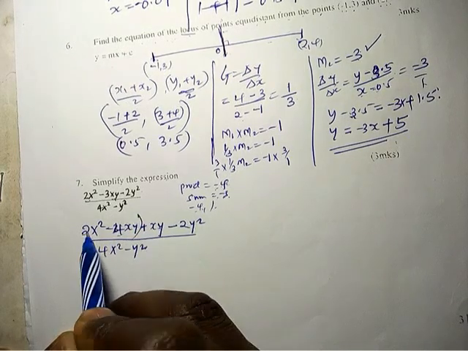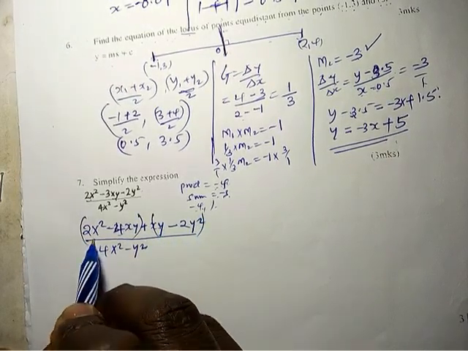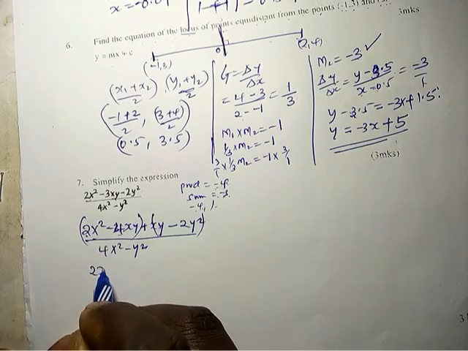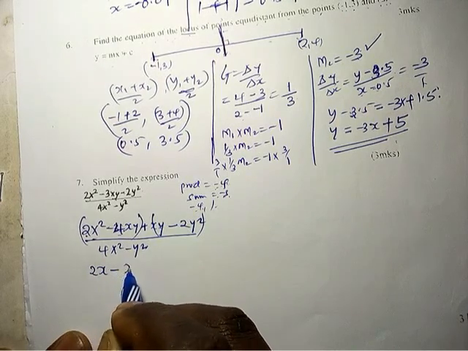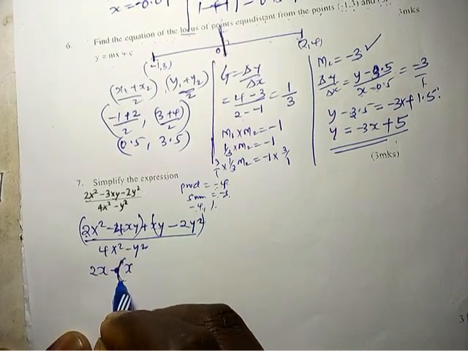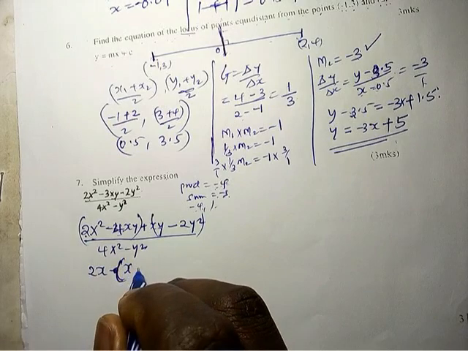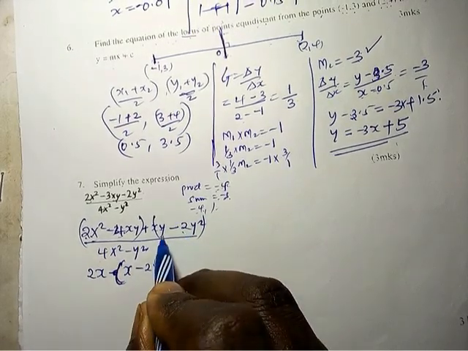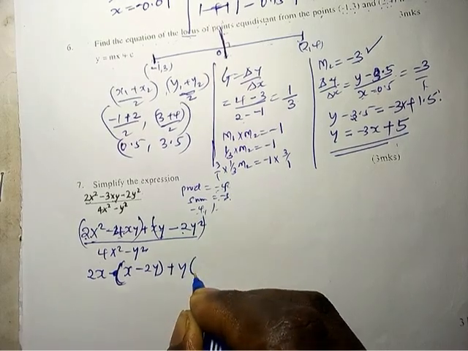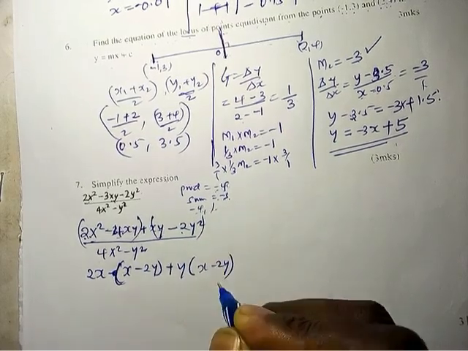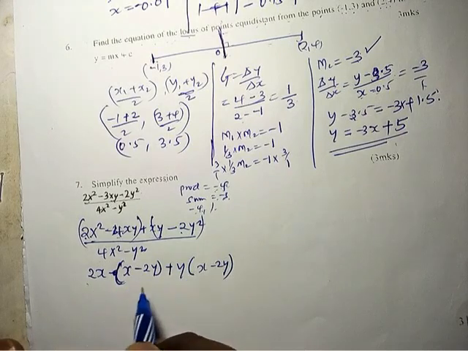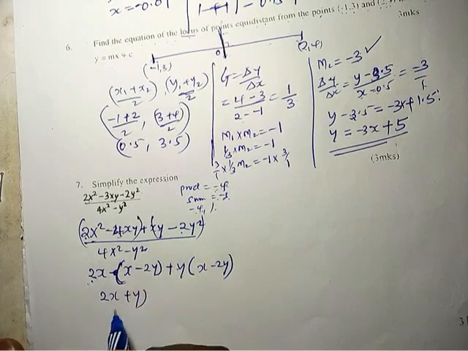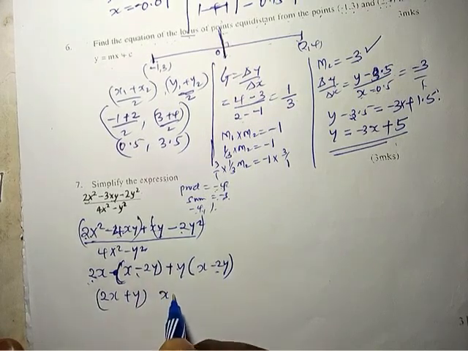But now we can simplify this one. The common factor here is 2x. So 2x, into x minus 2y, plus the common factor here is y. Y into x minus 2y. Actually this one will give us, combining this and this, 2x plus y. This is the same, we take one, x minus 2y.